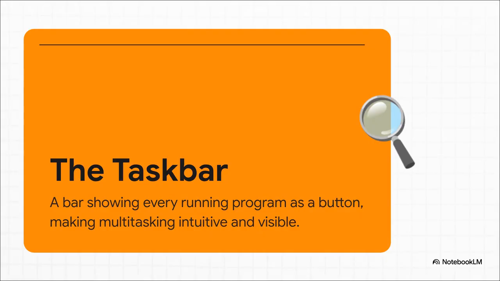Let's just focus on the taskbar for a second, because it was a stroke of genius. Before this, trying to juggle a few different programs was, well, it was a clumsy mess. The taskbar made multitasking visual. It made it obvious. Every single program you had open had its own little button right there at the bottom. You could see your whole workflow at a glance and jump between things with just one click.